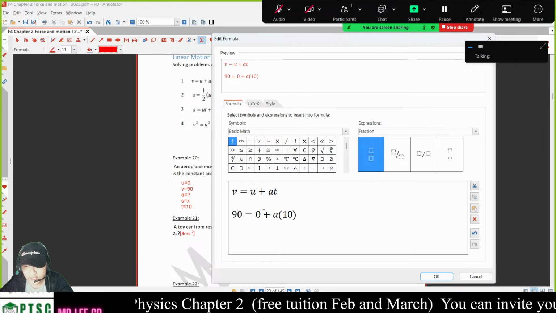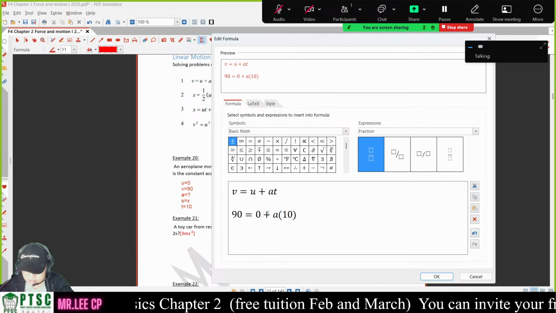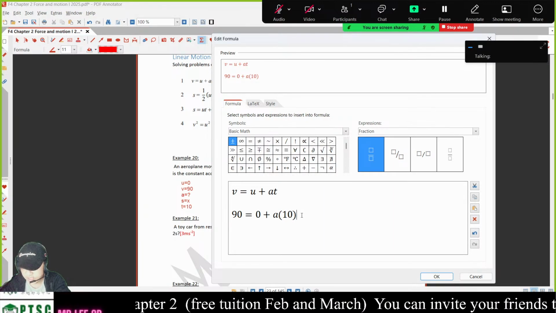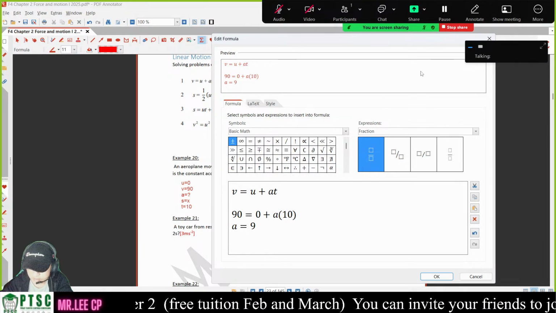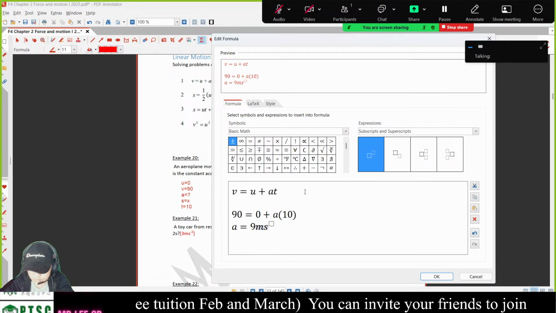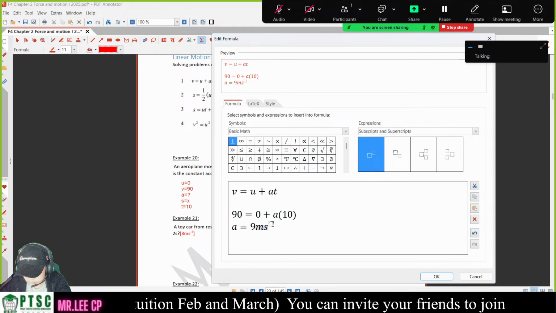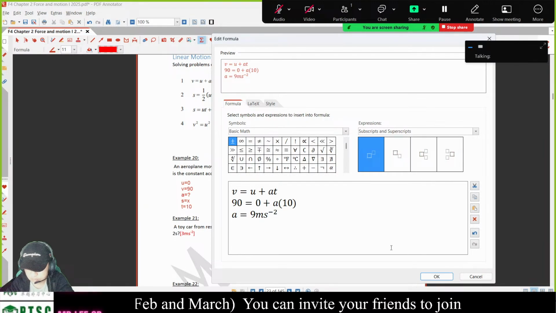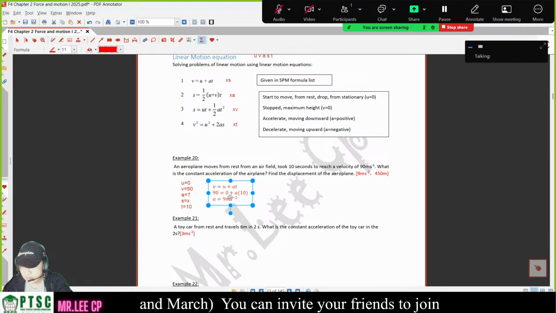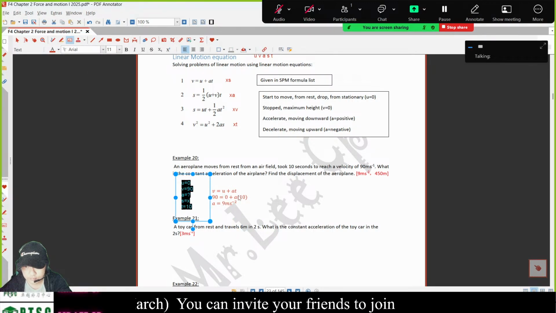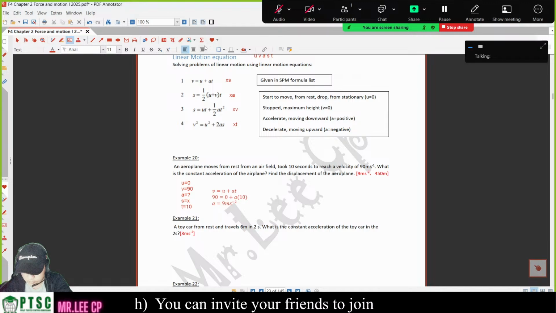Okay, now this 0 is 0, leave it. So I divide by 10. So A is equal to 9. Unit is m s negative 2. 9 m s negative 2. So this is what we have.